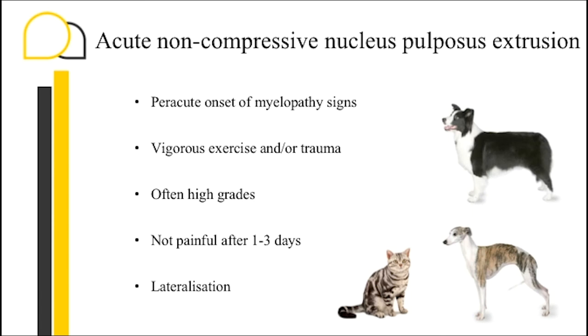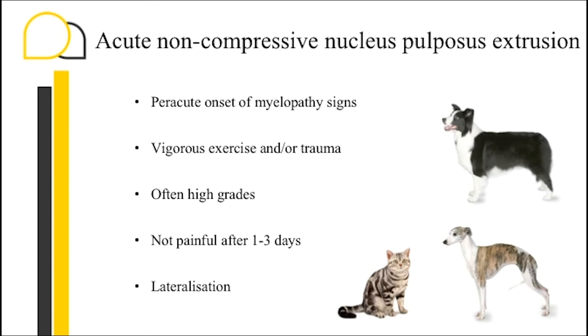Acute non-compressive nucleus pulposus extrusion. This is an extrusion of healthy, hence hydrated, nucleus pulposus material through the annulus fibrosus, which is ruptured. It causes spinal cord contusion with minimal or no spinal cord compression. Since the disc material is not degenerated, this condition is more common in non-chondrodystrophic breeds.